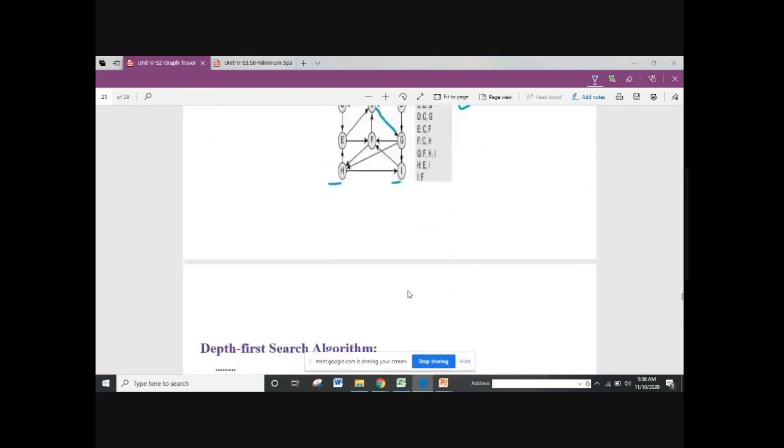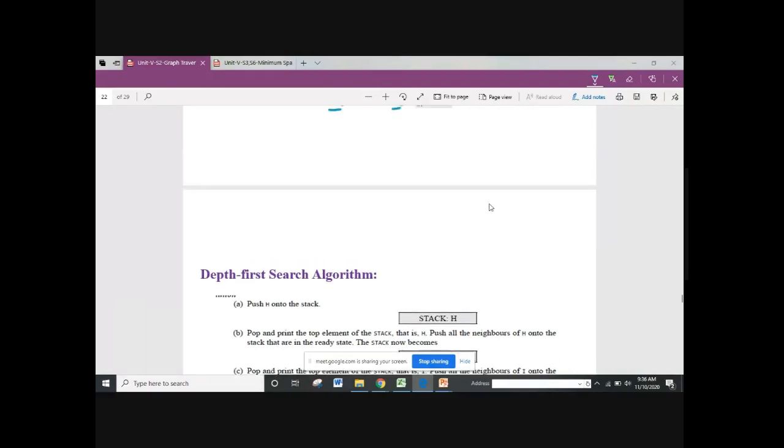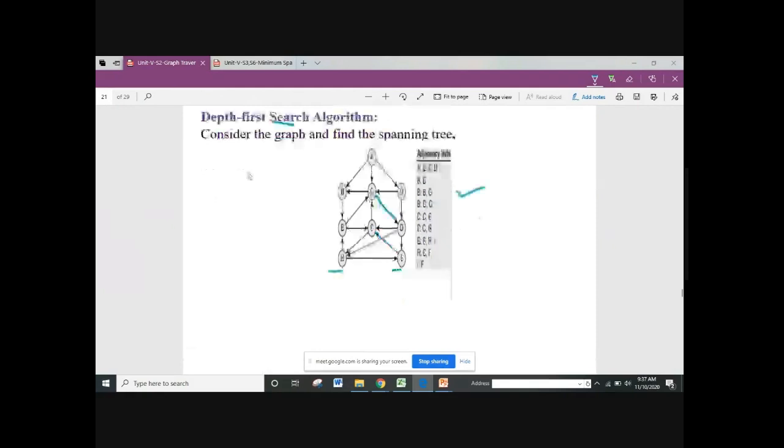So when I take H, see here, I am pushing H inside the stack. Now listen here, if I tell you in this diagram, I think it will be easy. Then I'll go with that. So now see here, H I am pushing inside the stack. What are the adjacency vertices of H? Look into this adjacency list and tell me what are the adjacency vertices of H? E and I. E and I.